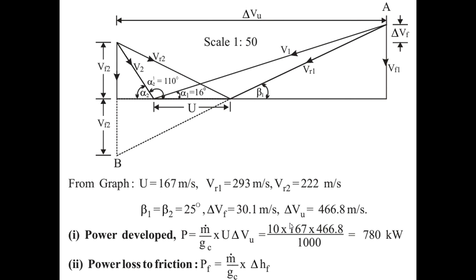I have got point A. Once you join this point A to B on the left hand side like this, or else from point A, from V2 or VR2 to the bottom of VF1, you will get one cutting point here. That cutting point, if you measure the length in horizontal direction from alpha 1 to beta 1, you will get the tangential speed of the blade, that is u equal to 167 meter per second from the graph. Understood?